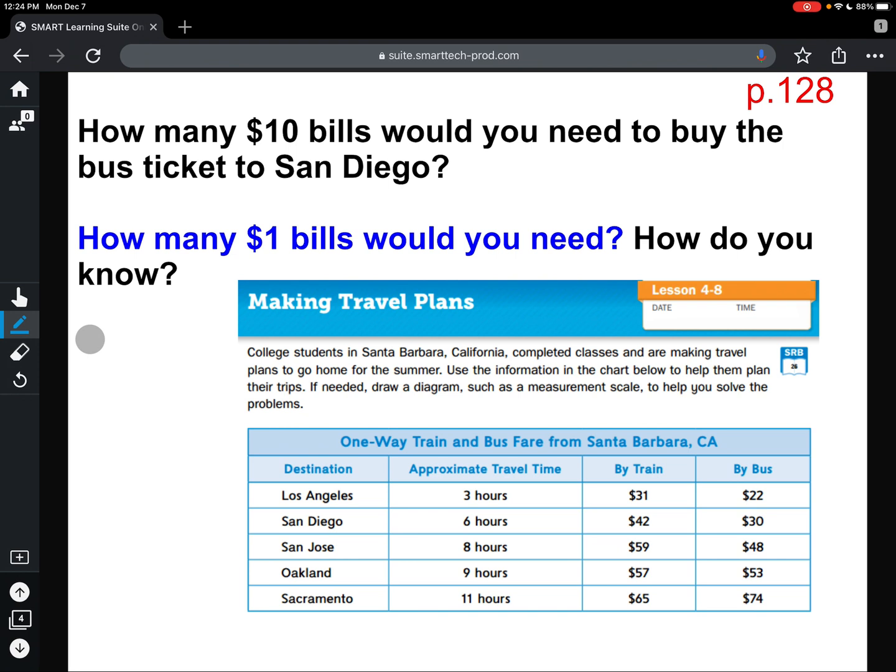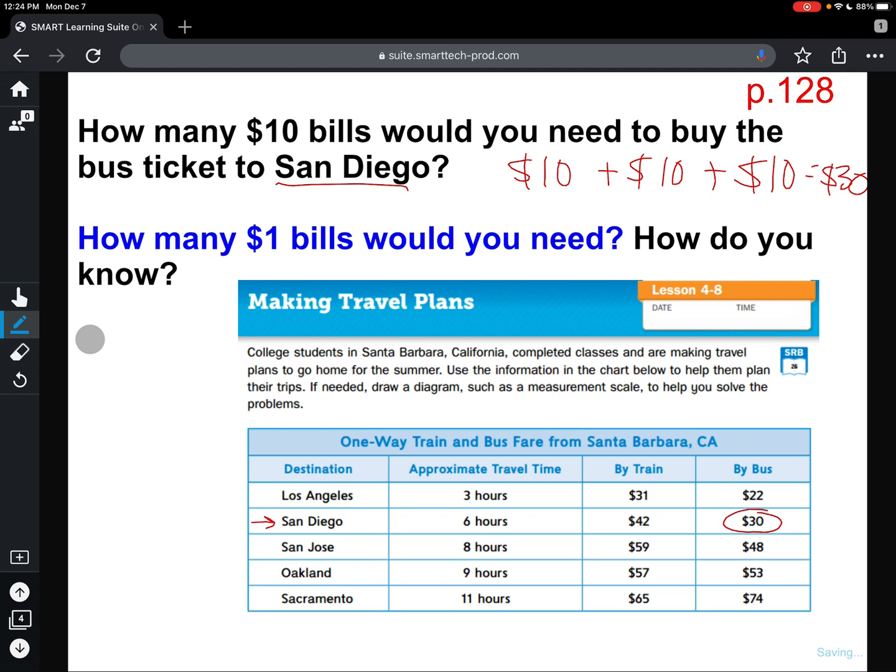So, the question on the slide says, how many $10 bills would you need to buy the bus ticket to San Diego? So, we're going to find San Diego on our chart here. And it says a bus ticket. So, we're going to be looking at the bus ticket. How many $10 bills would you need to be able to pay the $30 bus ticket? You'd need 3 $10 bills, right? Because 10 plus 10 plus 10 equals 30 bucks.